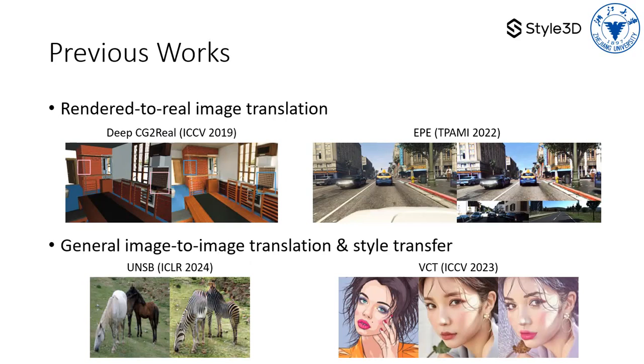One is to directly solve this rendered-to-real image translation problem by modeling variables from rendering, and mainly deals with indoor or outdoor scene enhancement. The other is to apply general image-to-image translation methods or style transfer, but they still have difficulty in enhancing specific photorealism while preserving fine-grained details.